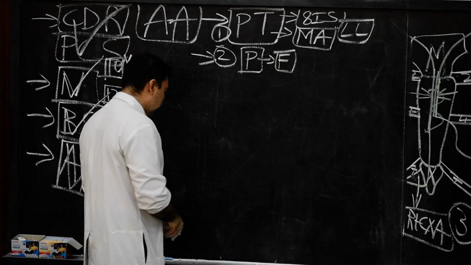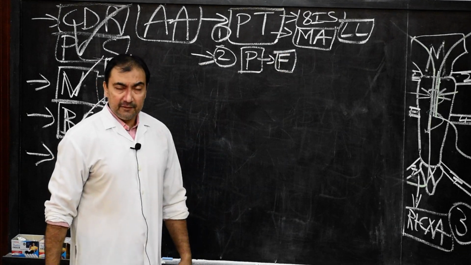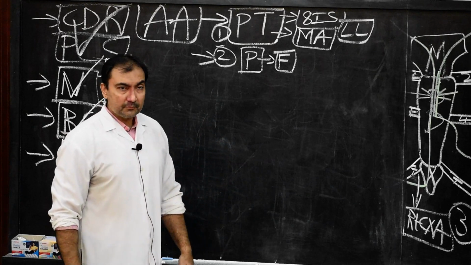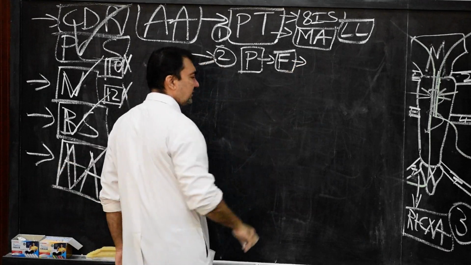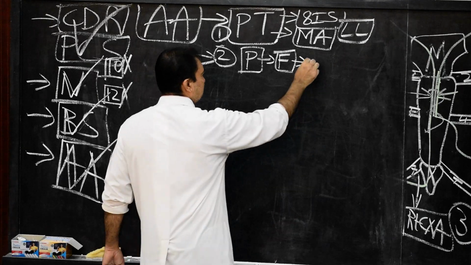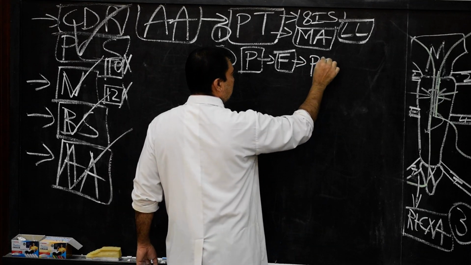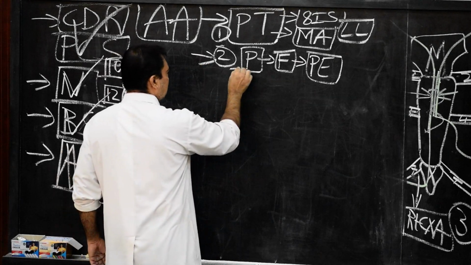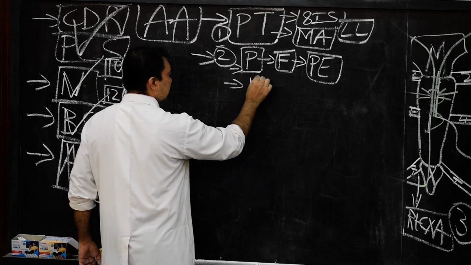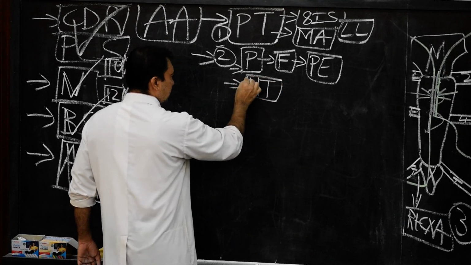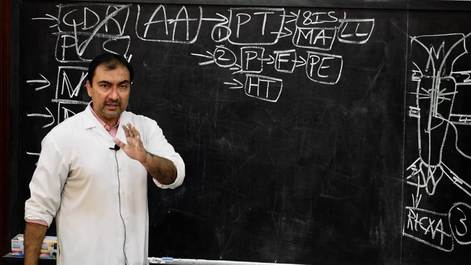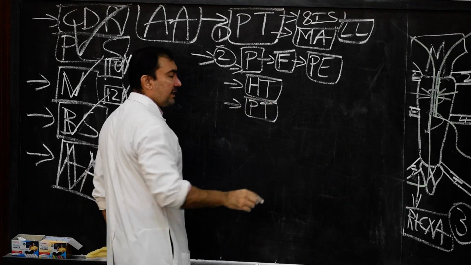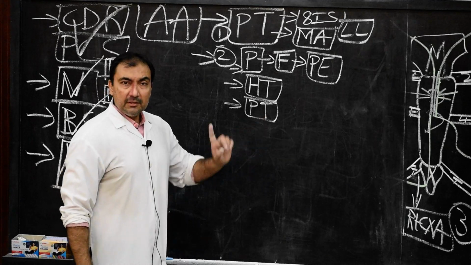If there is collection of fluid within the pleural cavity in the inflammatory condition known as pleurisy, it is called pleural effusion. Similarly, the second condition, hemothorax. What is hemothorax? Collection of blood within the pleural cavity. Next condition, pneumothorax. Collection of air within the pleural cavity is called pneumothorax.